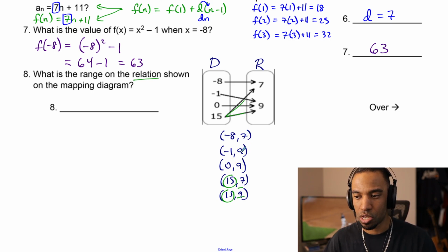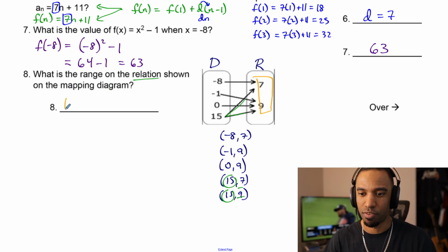They are asking for the range, though. This doesn't help me get the range any better than what I'm looking at right here. The range values here are simply 7 and 9. Just spelling it all out.